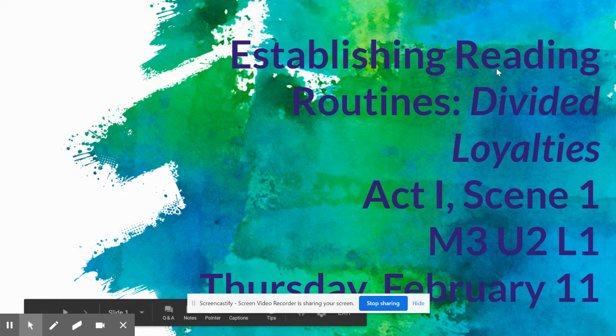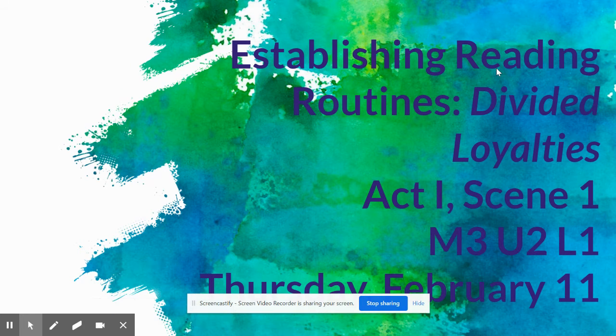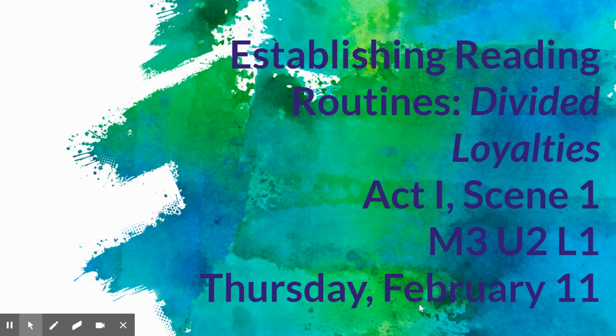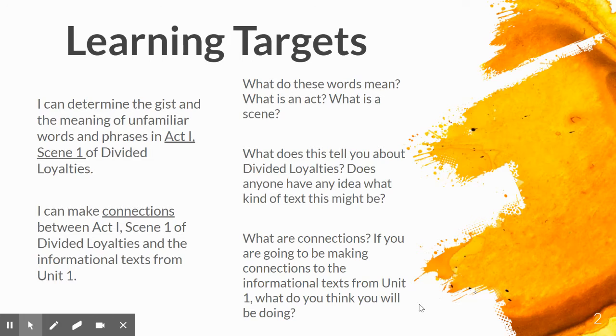Hello, everyone. Today we are going to be doing Module 3, Unit 2, Lesson 1, Establishing a Reading Routine with Divided Loyalties. And today we're going to be reading Act 1, Scene 1. So today, to be prepared, you're going to need your Divided Loyalties book, your module workbook, and a pencil.